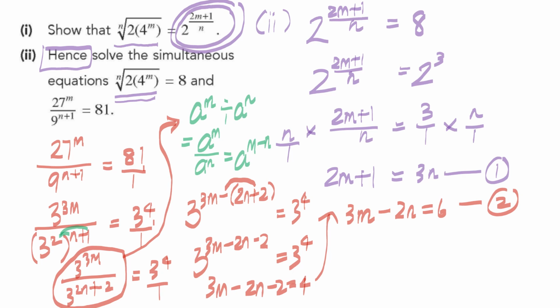Right. So in this case here, I would prefer to use the elimination method. If you use the substitution method, it's going to be quite tedious. Because if you look at equation 1, if you're going to make n the subject, it's going to be (2m + 1)/3. And if you're going to make m the subject, it's (3n - 1)/2. I think it's easier to use the elimination method. So we should continue at the next slide.